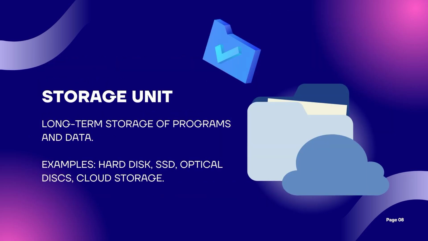The storage unit is responsible for the long-term storage of our files, software, and the operating system. This is similar to the secondary memory we just discussed. Its job is to hold data permanently, even when the computer is off. Common examples include internal hard disks and SSDs, as well as external options like optical disks and cloud storage.